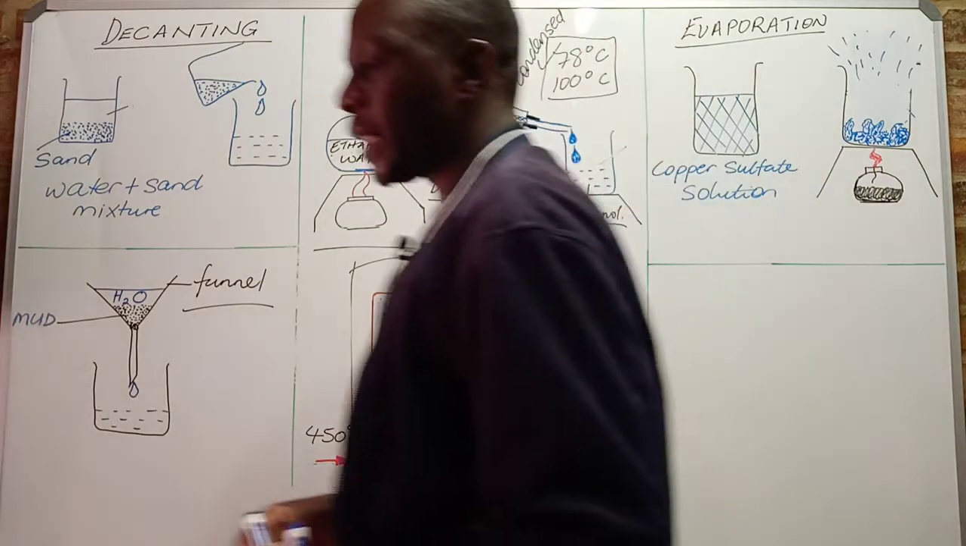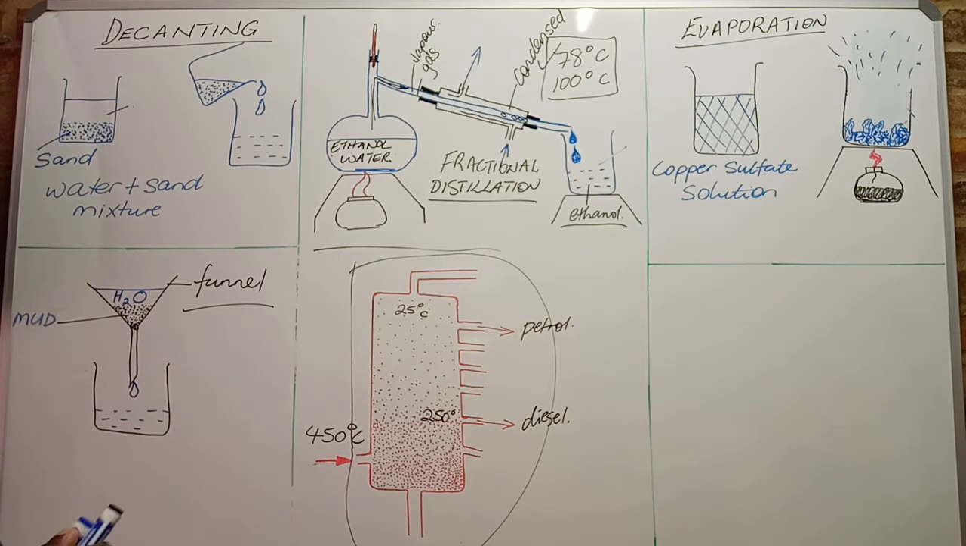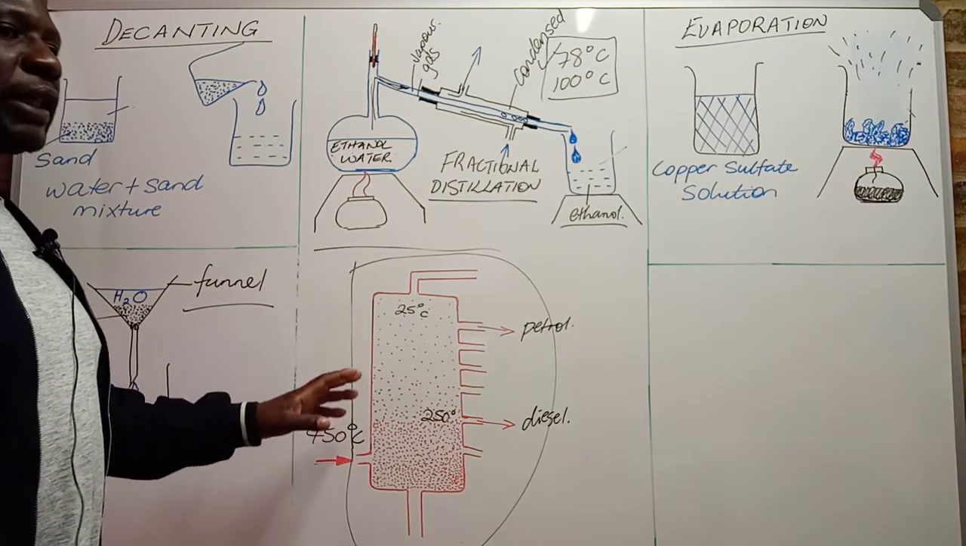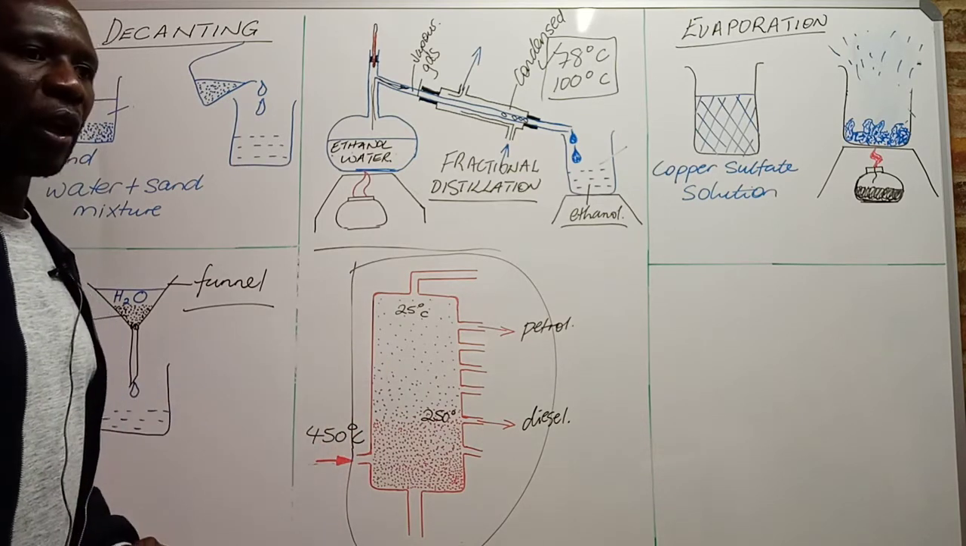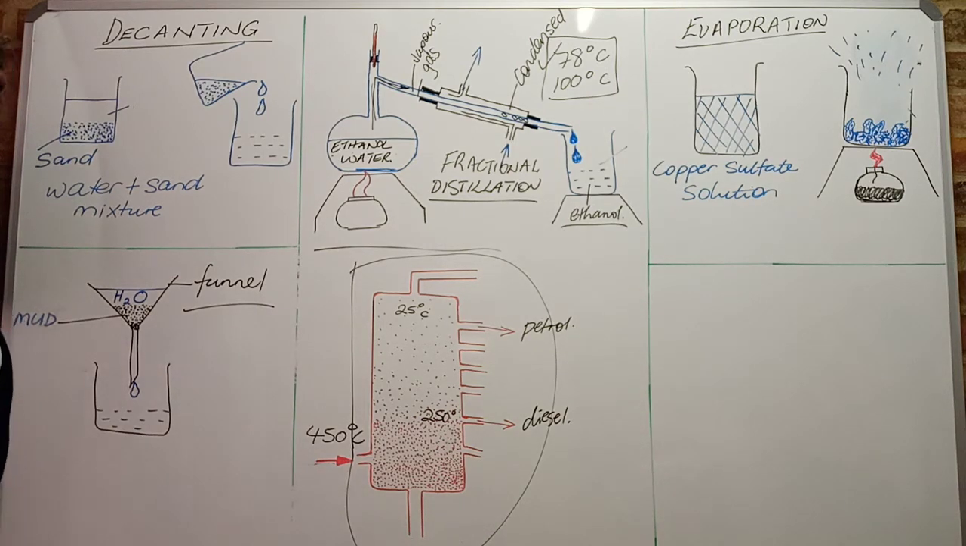But let's discuss the reasons why the two are collected at different temperatures. To understand the reasons, we simply go back to the elements that make up diesel and petrol molecules. What we must understand is that both diesel and petrol are made from hydrogen and carbon atoms. The molecules of diesel and petrol are made up of hydrogen and carbon atoms.